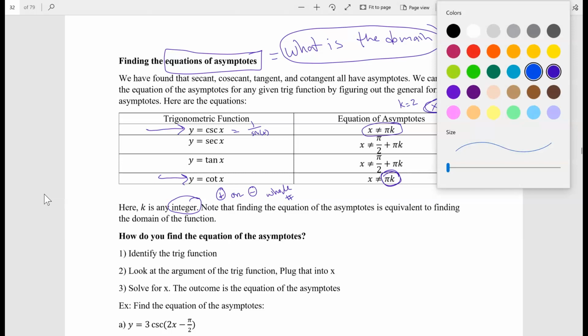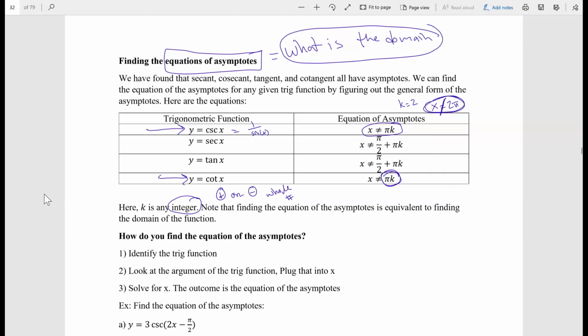For the secant and the tangent, they're very similar to each other. You can see that it doesn't start at 0, because the secant is just 1 over the cosine. The first time that we see a vertical asymptote is at pi over 2. If I add pi units, I'm going to get another asymptote, because after pi over 2, the next asymptote is at 3 pi over 2. That is found by just adding pi to pi over 2, and that's how you get 3 pi over 2. That's why you have this plus pi k, and k again is just another integer.